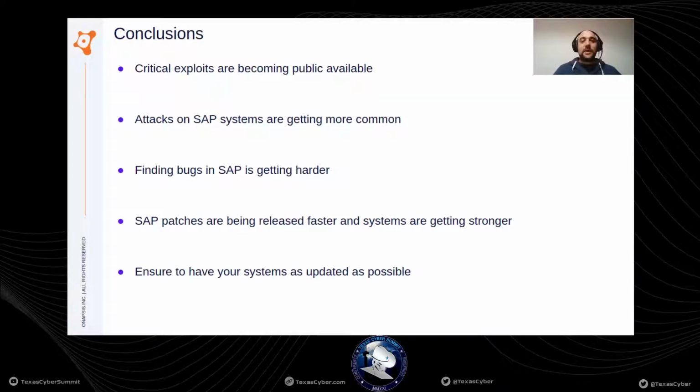And as a conclusion in itself, we have that critical exploits are becoming publicly available. And maybe because of this, or the public attention on the new technological rules that we shared with you during this presentation, attacks on SAP systems are getting more and more common. And on the other side, finding bugs in SAP is getting harder. This is a sample of how important security is for SAP, and along with this, SAP patches are being released faster and systems are getting stronger. So you need to ensure that you have your system as updated as possible.